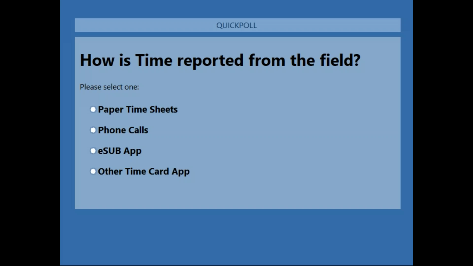Is it paper timesheets where these are coming from? Is it phone calls? We've got eSUB clients, so are you currently using our app to capture time? Or do you maybe have some other time card system in place you wanted to compare to what we offered today?